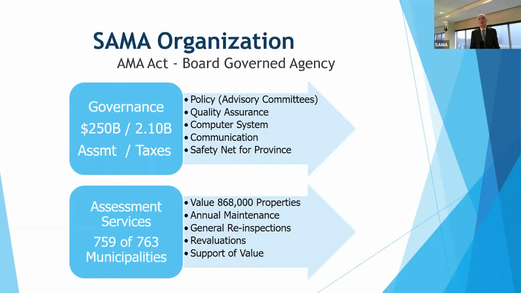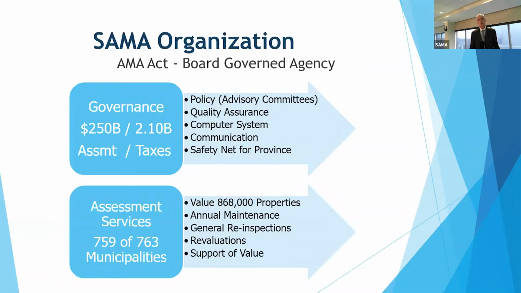The other broad area that SAMA looks after is assessment services. This is the area Kevin works in, providing assessment services to all but 4 municipalities in the province of Saskatchewan, all but the cities of Regina, Saskatoon, Prince Albert, Swift Current. So as part of this function, Assessment Services Division is valuing close to 900,000 properties. They do this through annual maintenance programs and general re-inspections, and that's to keep the physical information up to date and current so you have accurate assessments. And then we'll talk about the revaluation here today.